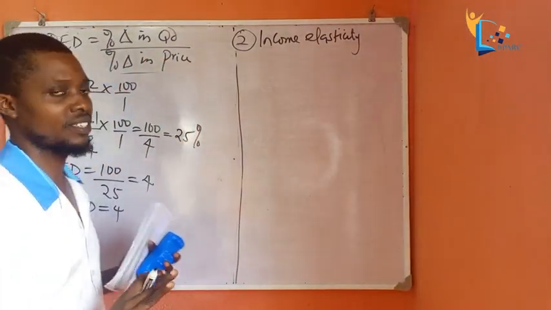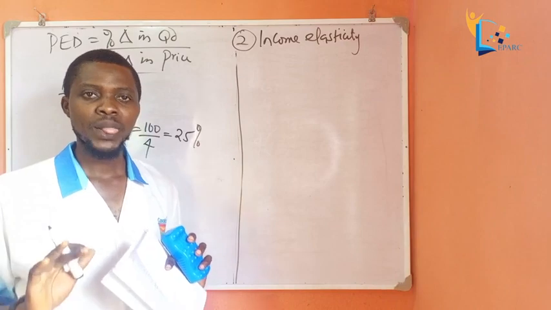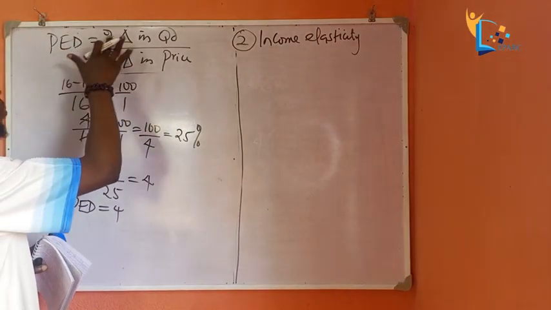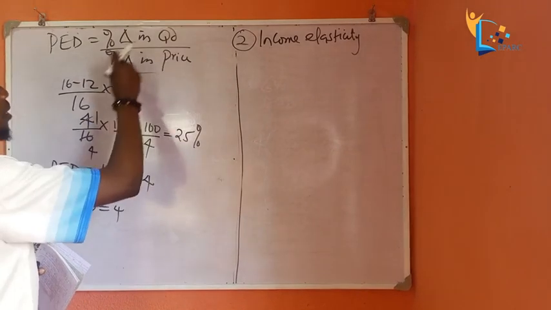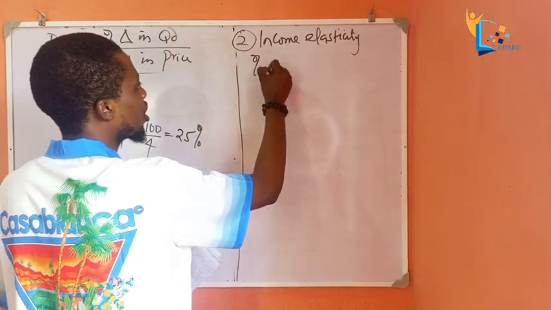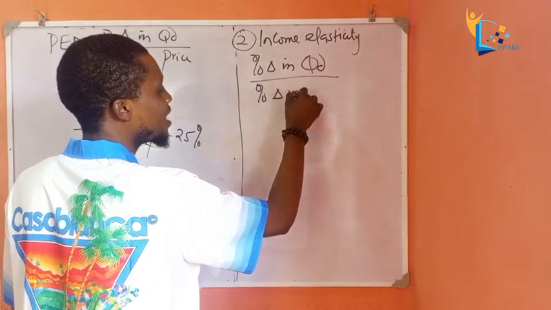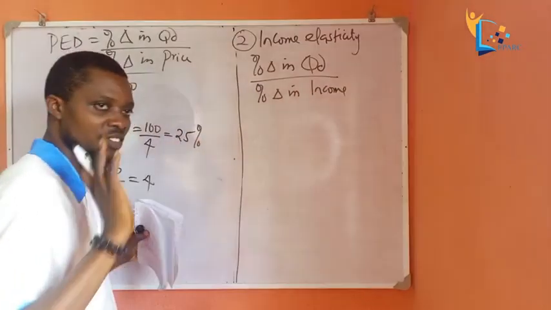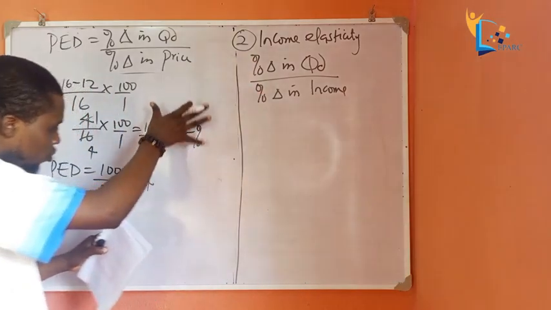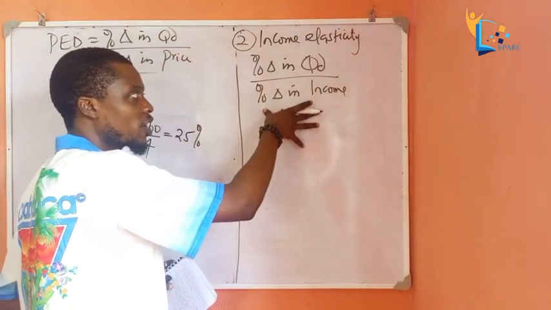Okay, now for this one, it's the same approach. Listen, calm down. The only difference here is this. Price elasticity is equal to percentage change in quantity demanded divided by percentage change in price. In income elasticity, it is percentage change in quantity demanded divided by percentage change in income, not price. That's the difference, because we are dealing with income here. So you use the same approach we used in solving for price elasticity in solving for income elasticity.